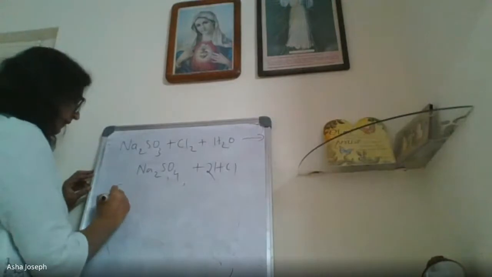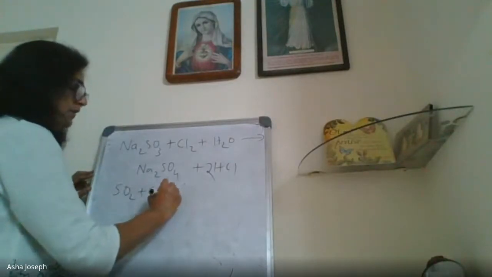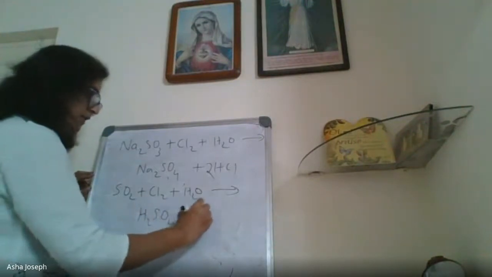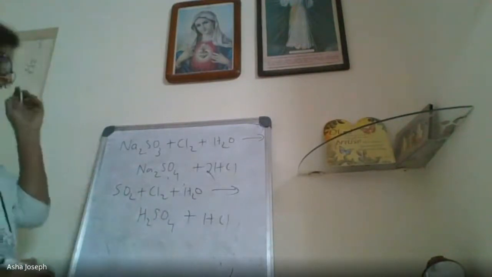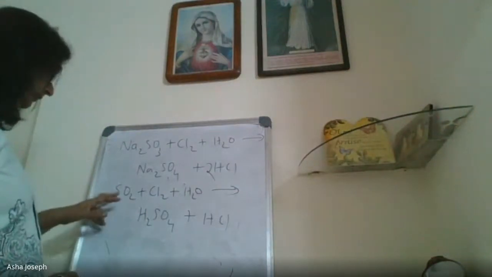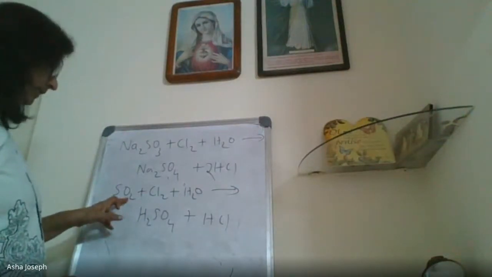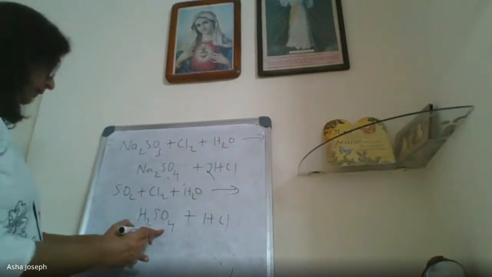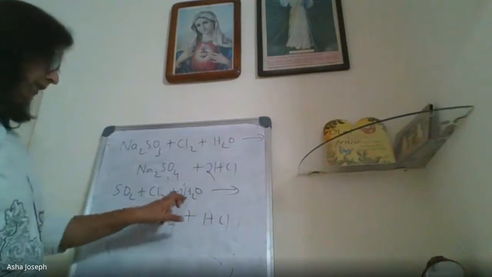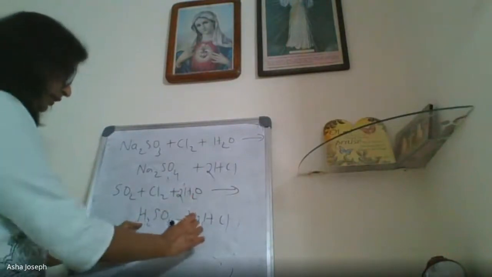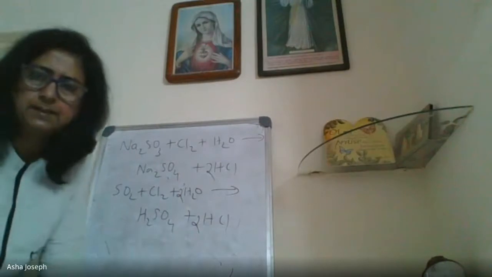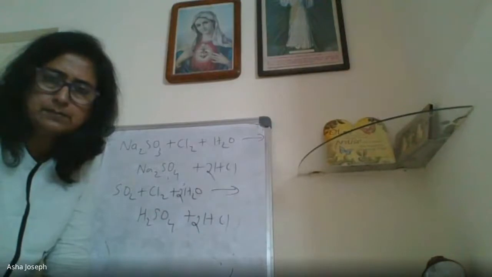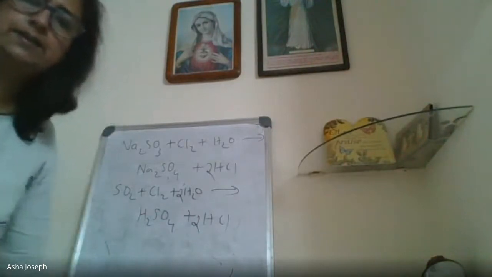So next one is sulfur dioxide, again with chlorine water. You will get H2SO4 plus HCl, isn't it? And here oxygen is 4, so you can write 2 here. So hydrogen becomes 4, 2 here, then 2 here. Balanced, isn't it? Understood? These 2 write, then the next 2 will write.